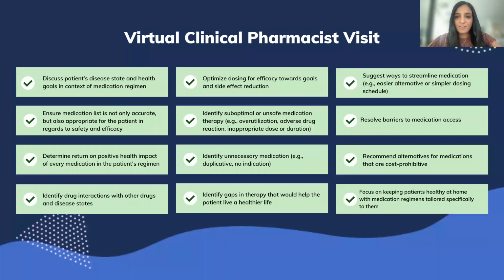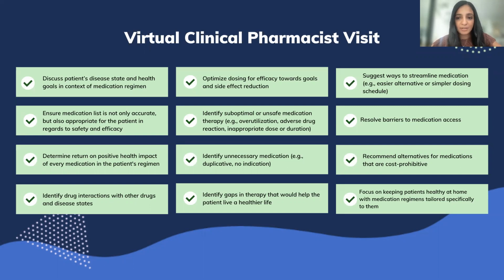And I'm sure many of you have gotten the question of what a clinical pharmacist does that's different than any other healthcare provider during a visit. To put it simply, the clinical pharmacist is providing a holistic approach to the patient's entire medication regimen. So they're discussing with the patient their disease states and health goals in context of their medication regimen, not only ensuring that the medication list is accurate, but also determining the return on positive health impact for each medication that the patient's taking. And this is really to ensure that their regimen is appropriate in regards to efficacy and safety.